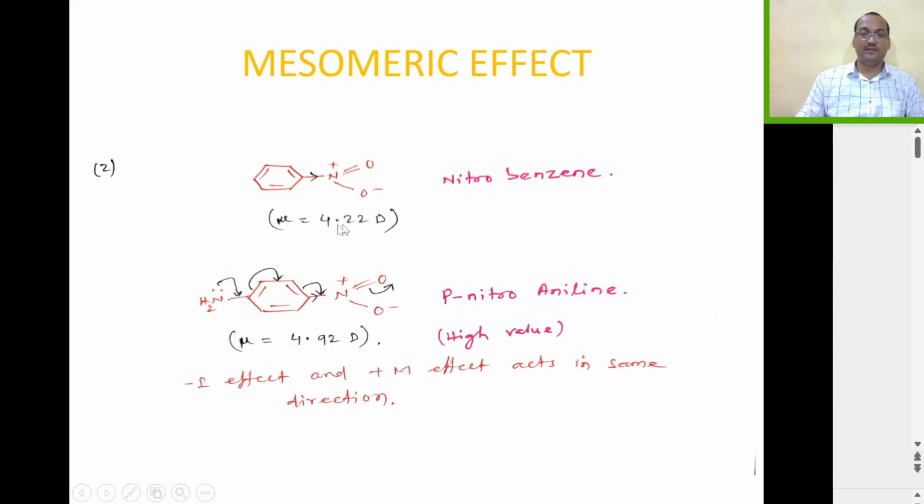Similarly, nitrobenzene. The dipole moment is 4.22 D. But if you take para-nitroaniline, it has a higher value, 4.92 D. Here minus I effect and plus M effect are in the same direction, so that's why it has a high value.